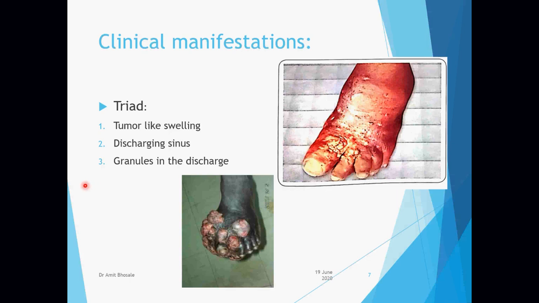The morphology of the granule depends upon the causative agent. The color of the granule also depends upon the causative agent. For example, white granules, black granules, pink colored granules, white to yellow colored granules. It depends upon the causative agent of the mycetoma.